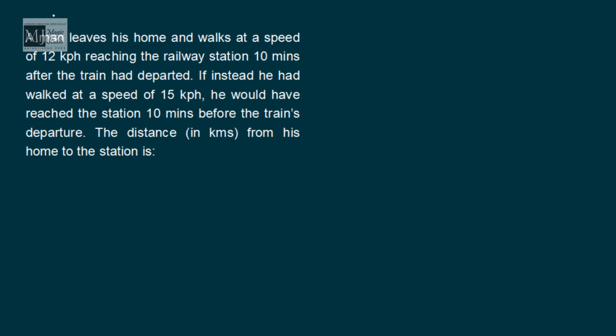Okay. So a question from time and speed. A man leaves his home and walks at a speed of 12 kph, reaching the railway station 10 minutes after the train had departed. Let the distance between his home and railway station be d. Then what had happened today? d by 12 is the time taken, which is t plus 10 minutes, more than the time by which he should reach, and that is the time of departure of the train.